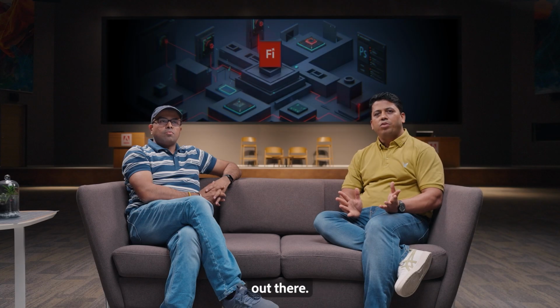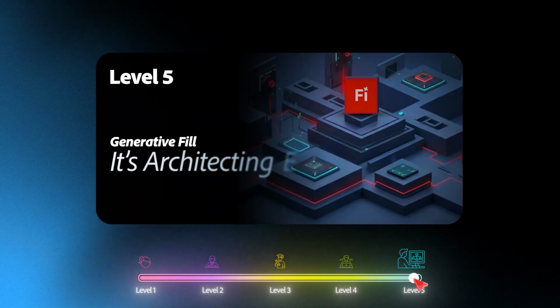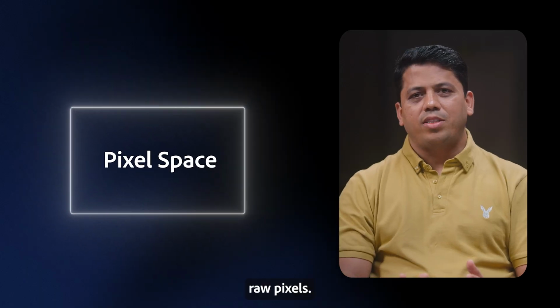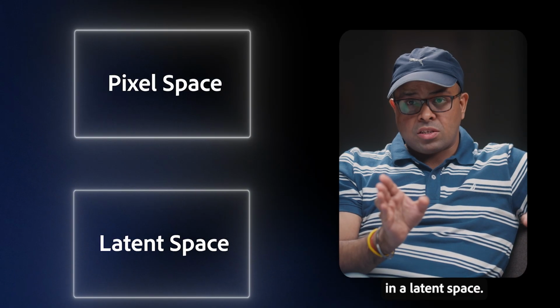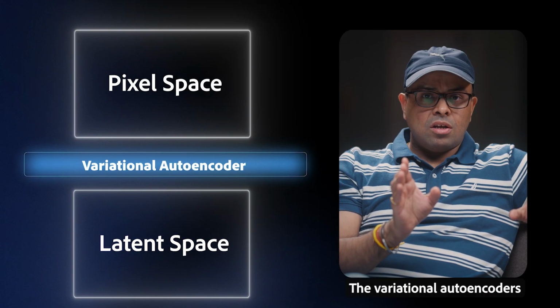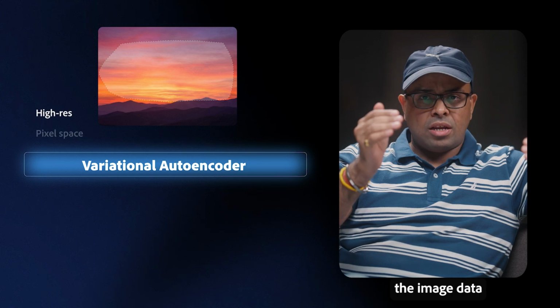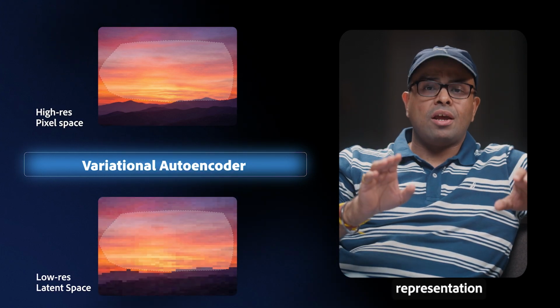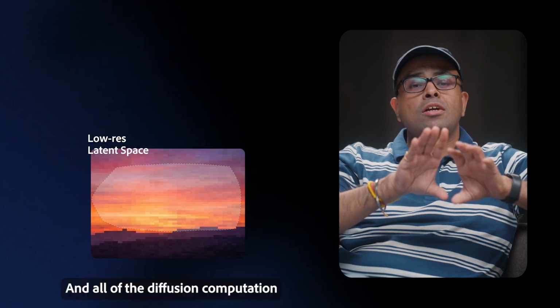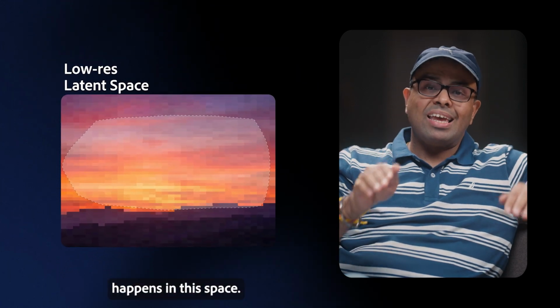For the architects out there, this is where the efficiency comes in. We don't process raw pixels. That would be too slow. And that's why we operate in a latent space. Variational autoencoders are used to compress the image data down to a latent tensor, which is a spatially structured representation at low resolution. And all the diffusion computation happens in this space.